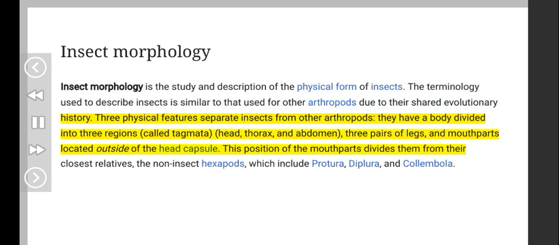Several features separate insects from other arthropods. They have a body divided into three regions, called tagmata: head, thorax, and abdomen; three pairs of legs; and mouthparts located outside of the head capsule. The position of the mouthparts divides them from their closest relatives, the non-insect hexapods, which include Protura, Diplura, and Collembola.